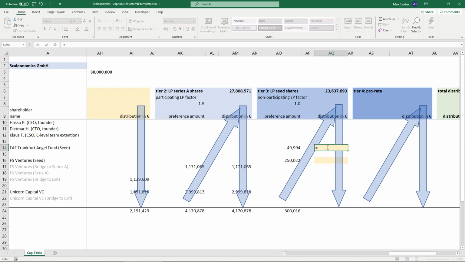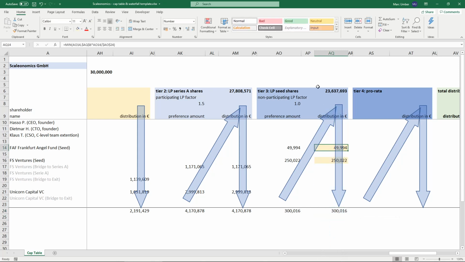So we will start in the very same manner as we modeled the participating liquidation preference. So it's Fritz Müller receiving either a maximum of 49,994 or what's left on the table times the relative weight of cash flow rights in this third tier of the waterfall distribution. Okay, let's copy this here, test whether all the references hold, add the sum so we see that everything adds up.